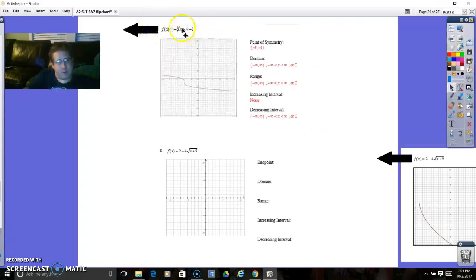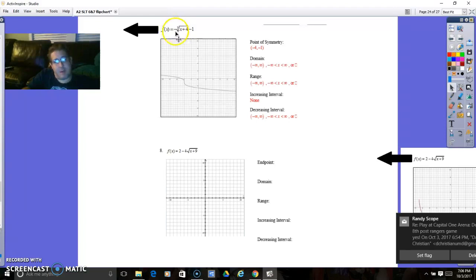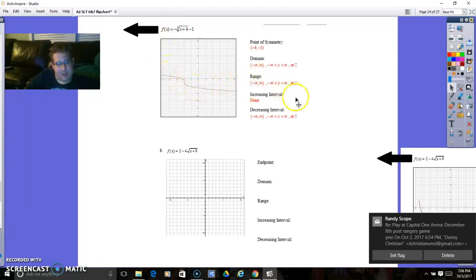Remember, it's the same rules as quadratics. The inside's the opposite of what you would think, left or right. The outside's your up or down. And so there you go, down. So left 4, down 1, left 4, down 1. There's the vertex. It looks the same otherwise. Oh, but that negative sign on the outside, notice that it's decreasing the entire time. It's not increasing the entire time.